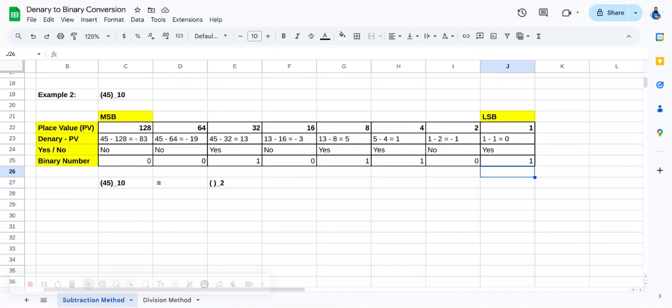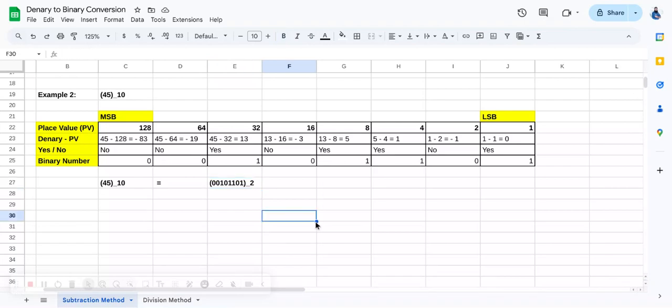So once our table is completed, now it's the time for us to write the binary number which is obtained from this conversion. So we got here 0 0 1 0 1 1 0 1. So I repeat here, we got here 0 0 1 0 1 1 0 1 with base 2.